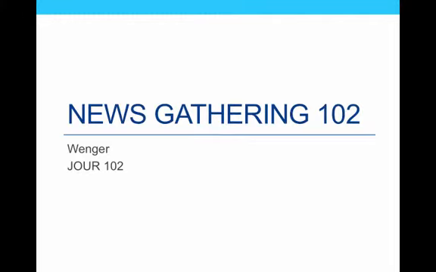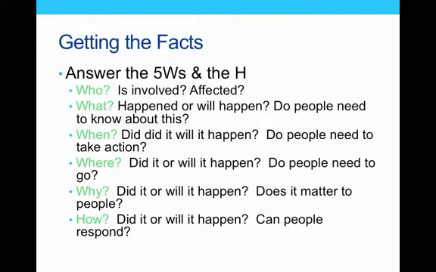Today we're going to talk about how you get the additional information you're going to need to be able to do an effective interview and to write a compelling news story for your first assignment. So, part of the news gathering process involves getting the facts. And journalists try to answer what we call the 5 W's and the H: who, what, when, where, why, and how. So, who is affected by the information that you've learned?